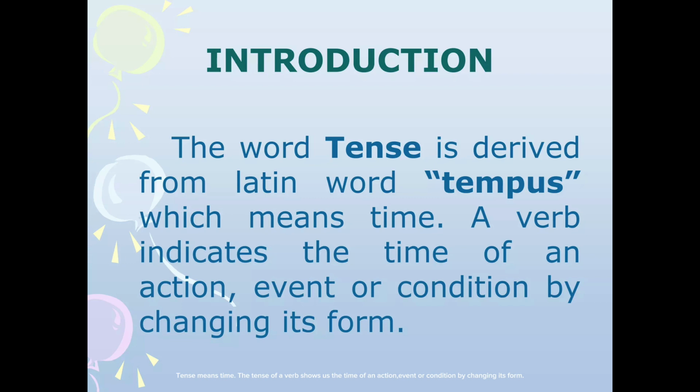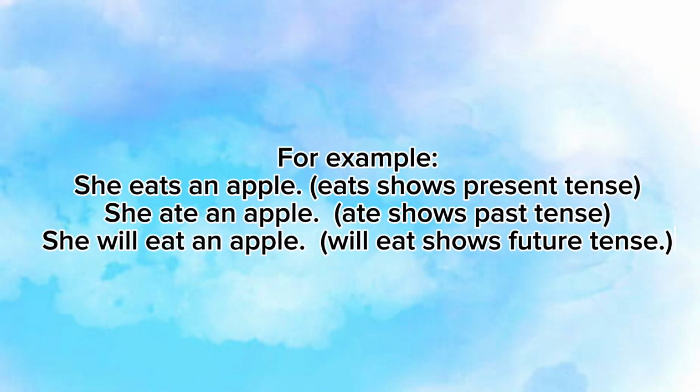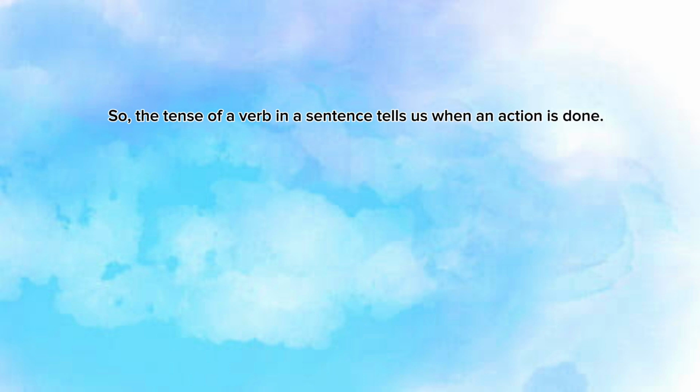Tense means time. The tense of a verb shows us the time of an action, event, or condition by changing its form. For example, she eats an apple. Eat shows present tense. She ate an apple. Ate shows past tense. She will eat an apple. Will eat shows future tense. So, the tense of a verb in a sentence tells us when an action is done.